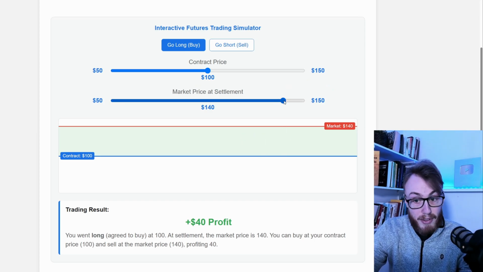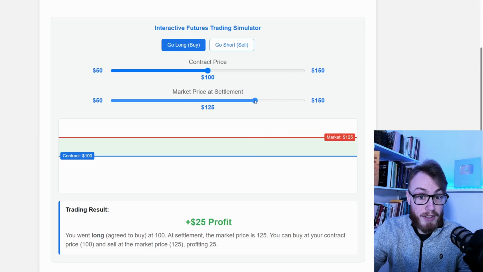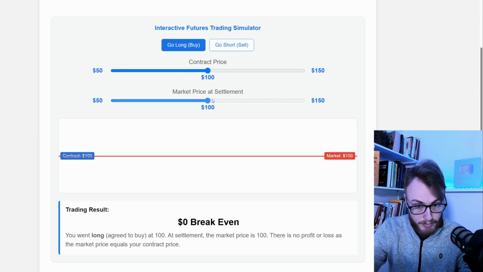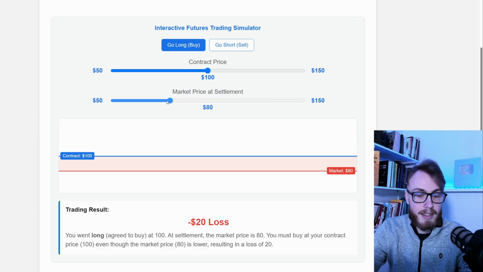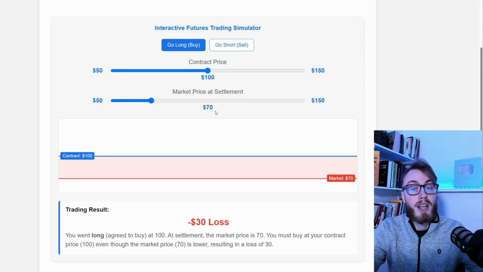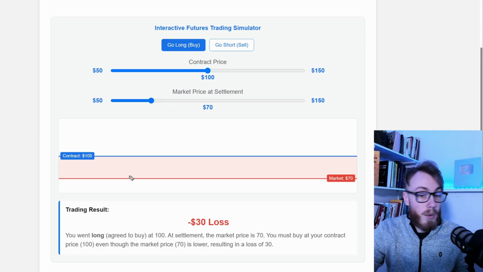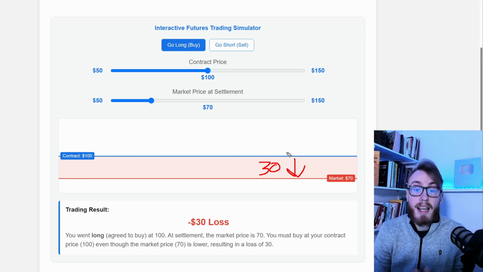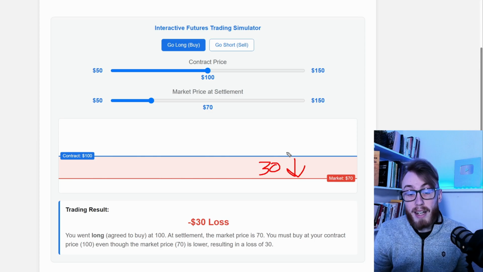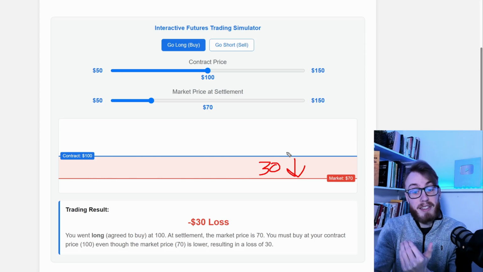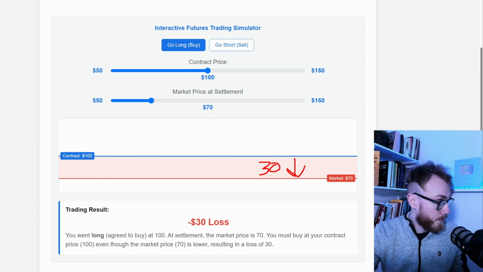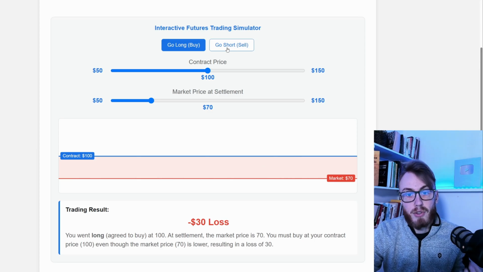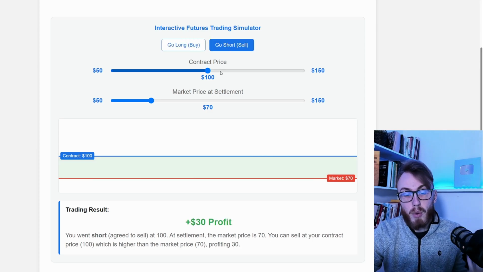But the same thing, in the opposite direction, is true if the stock has gone down. Let's say that the stock had actually fallen to $70. Now you can see that instead of a profit, we actually have a loss of $30, because we have already decided that we are going to buy the stock at 100. So the difference here is our loss.